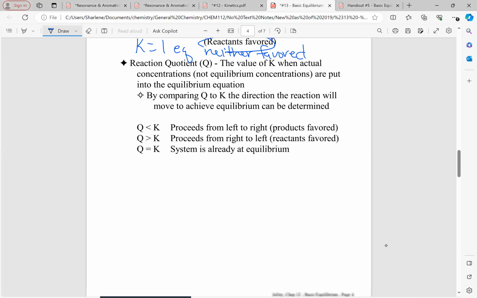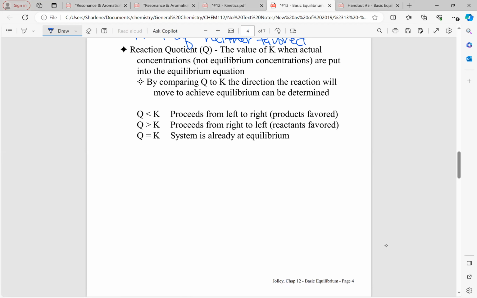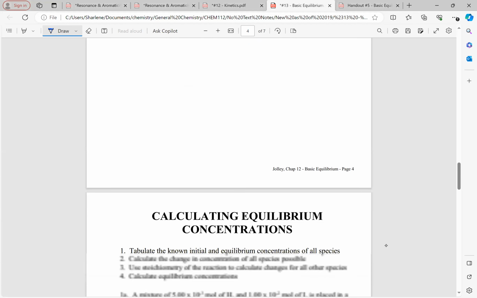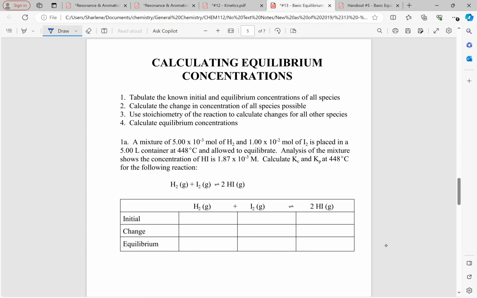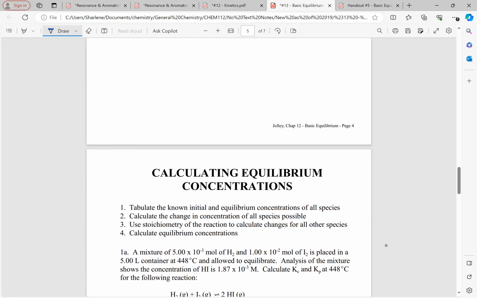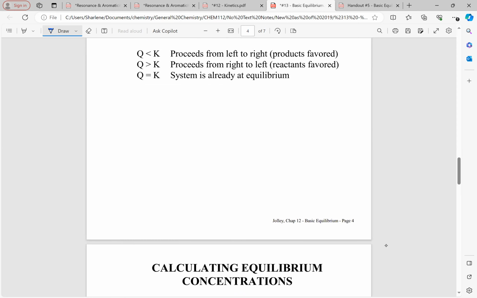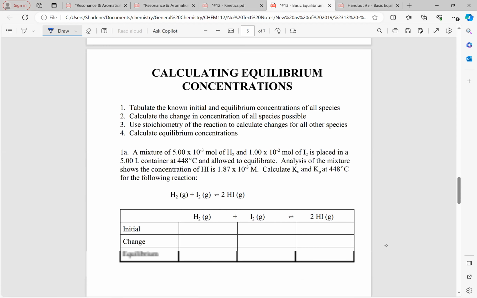All right, this next one, we have something called the reaction quotient and the ice table. I'm going to do those in another video. But you know what? I'm going to start with the ice table.